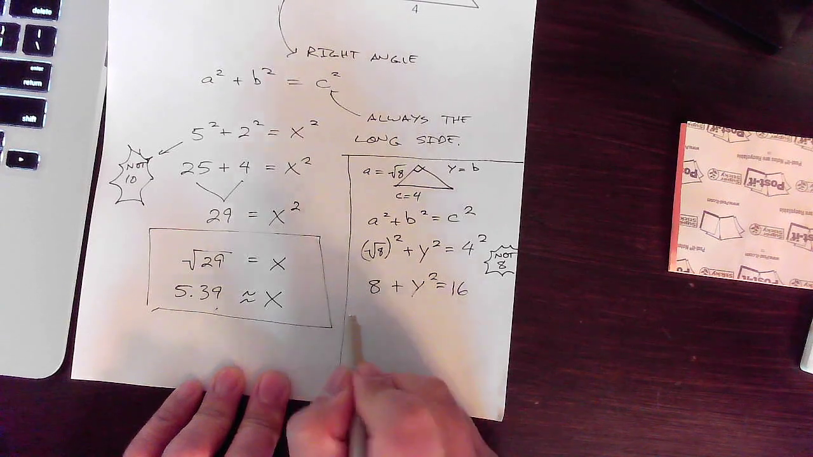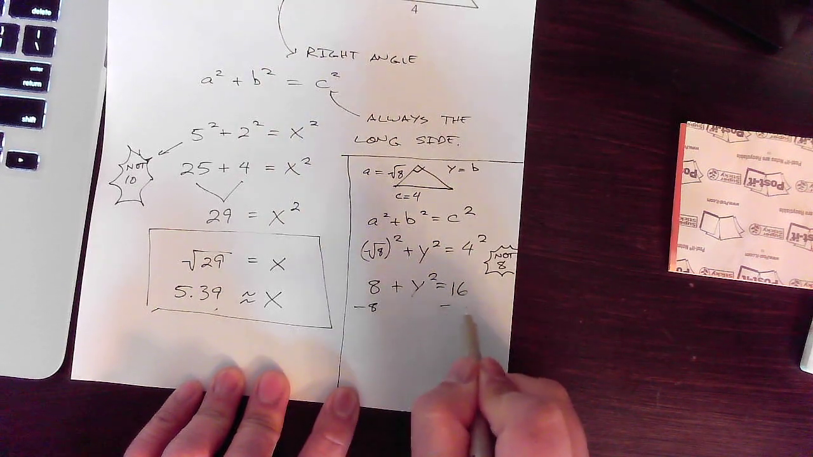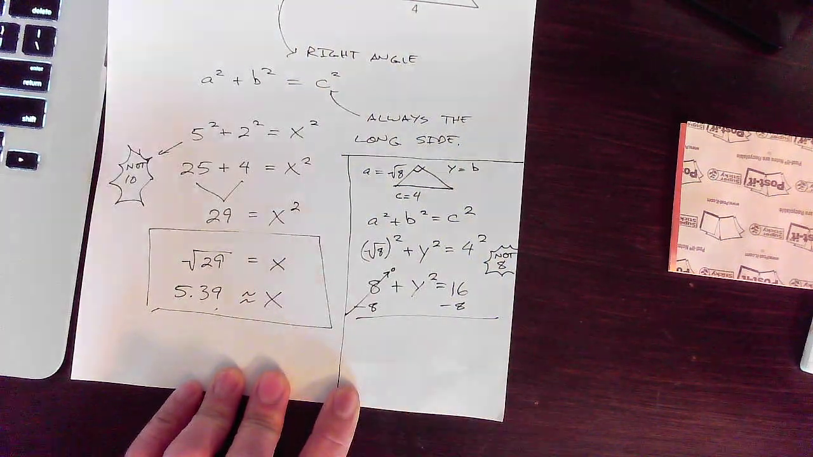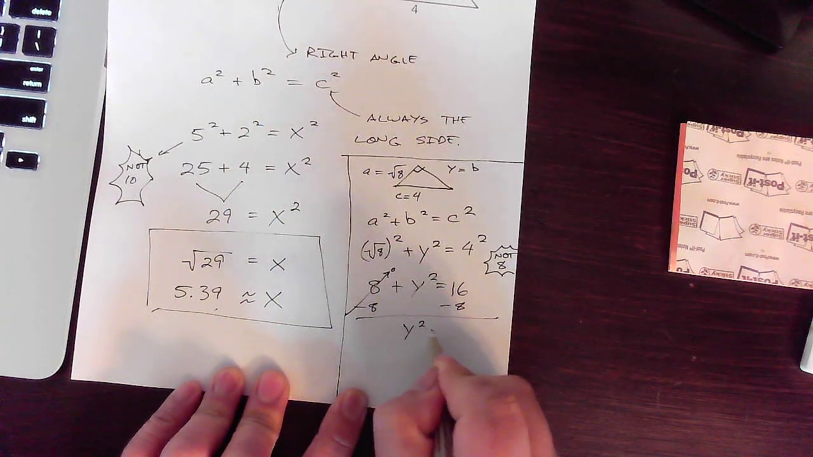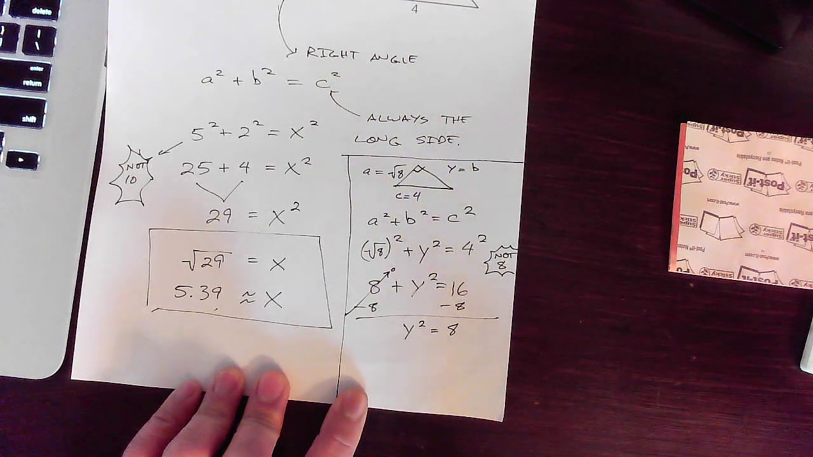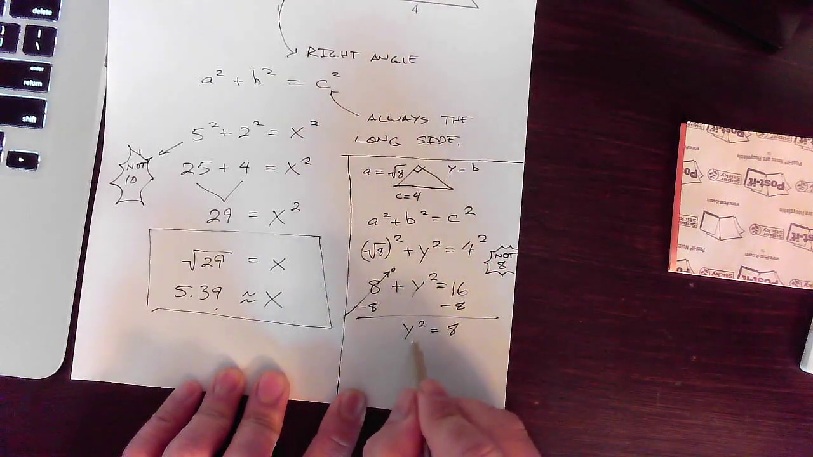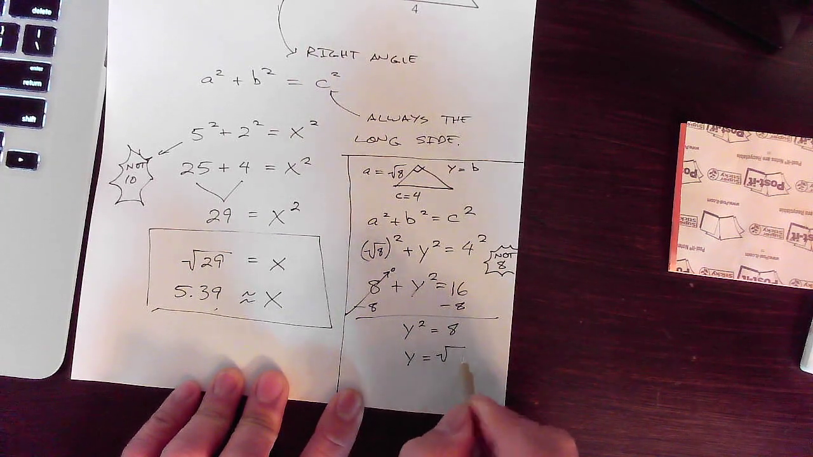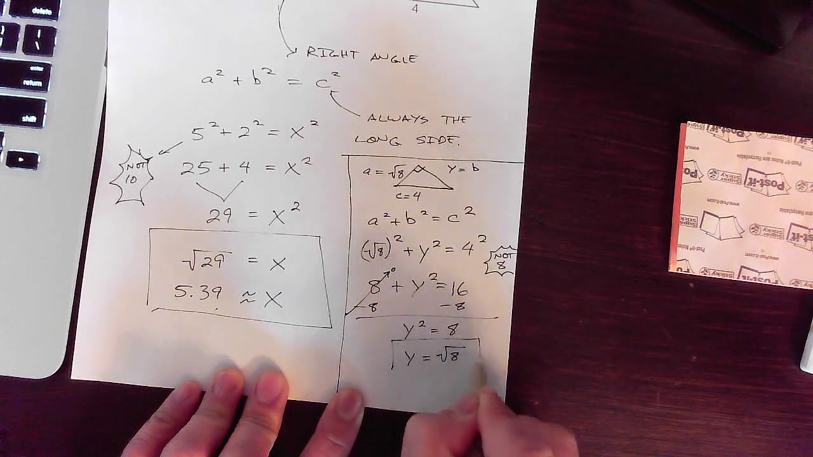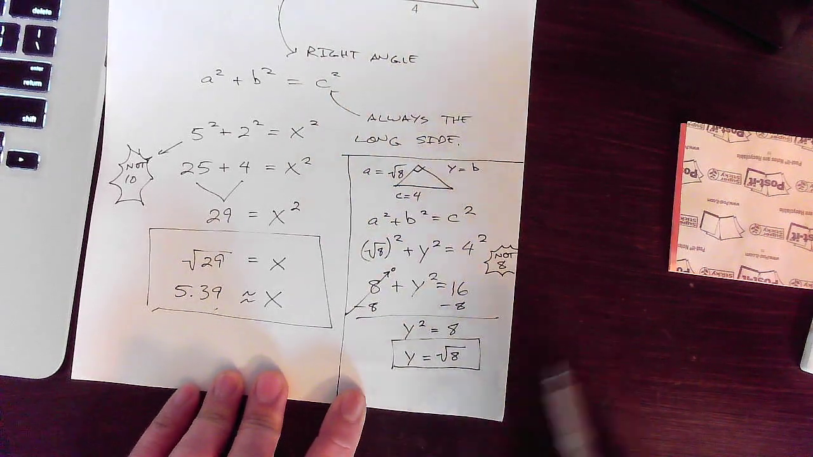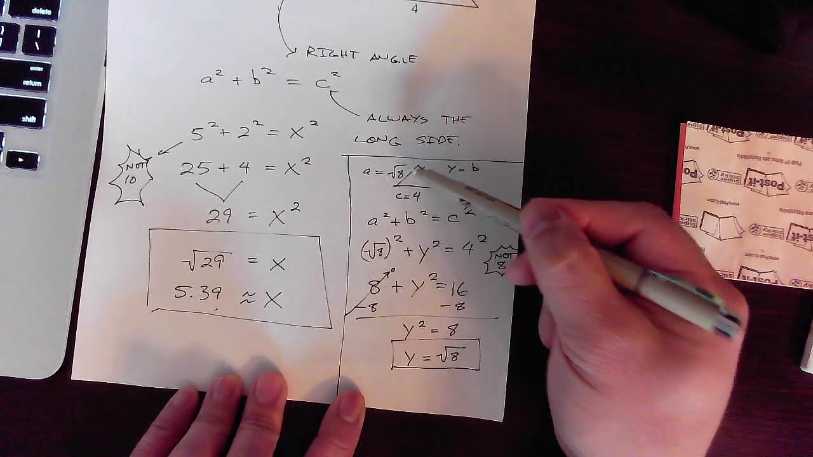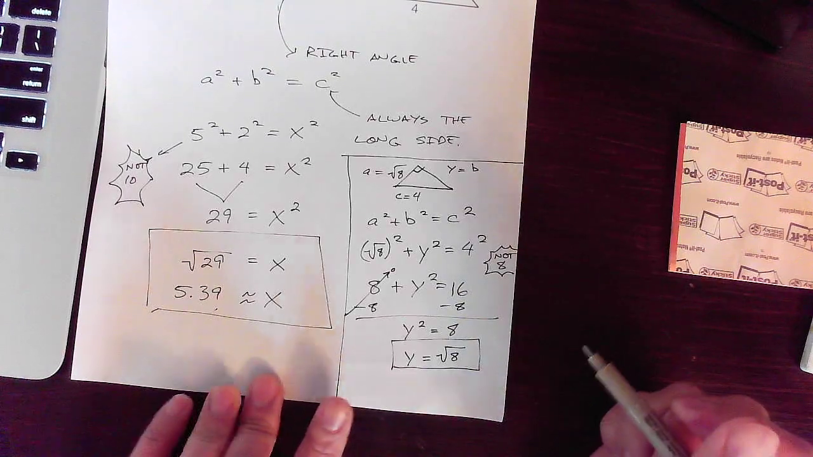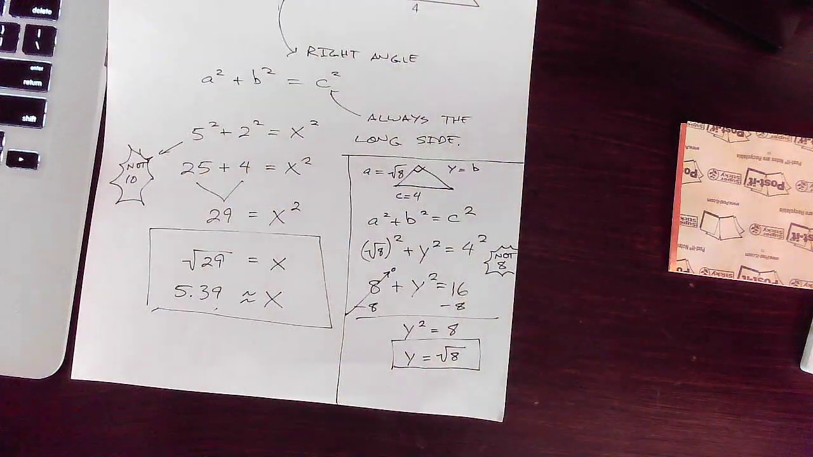All right, so now I'm solving for y. Minus 8 on both sides of the equation. That's 0. Y squared equals 8. Okay? And I'm going to take the square root of both sides and get y equals square root of 8. Interesting that this is exactly the same as that, coincidentally, for now. All right? Thank you so much, and let's get to the next page.